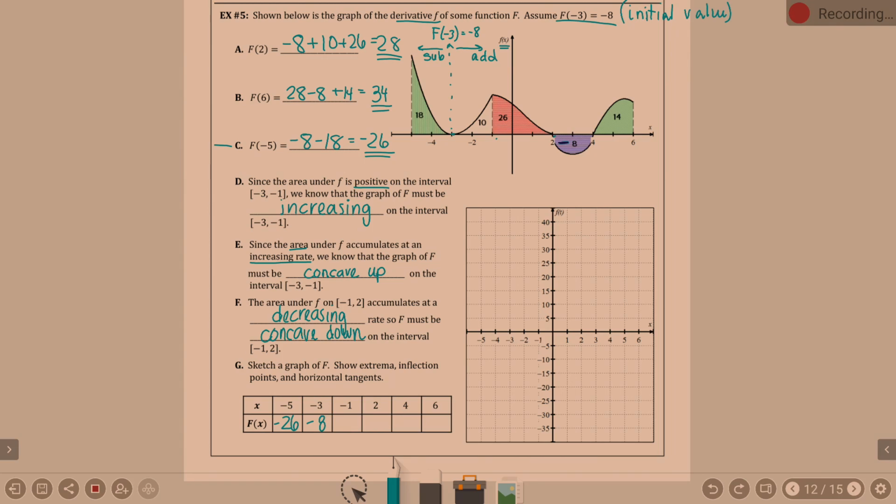Do we know that, or are you guys figuring it out? No, because it says under F, right? So you're at negative 8, you add 10, you're at 2. Most of these we've already done, haven't we? F of 2, we already did. F of 4, I think we have to figure out. 20.